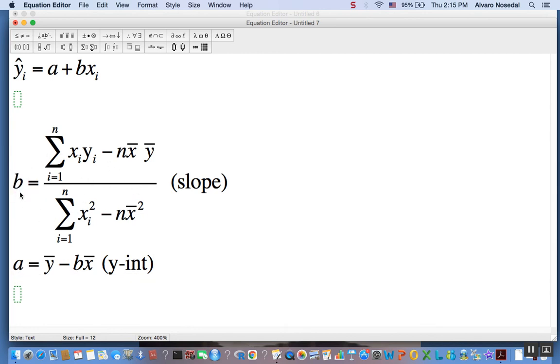Next time, in another video, we're going to show that there are other expressions for the solution of the slope, and we're going to talk about an alternative form for the least squares regression line.